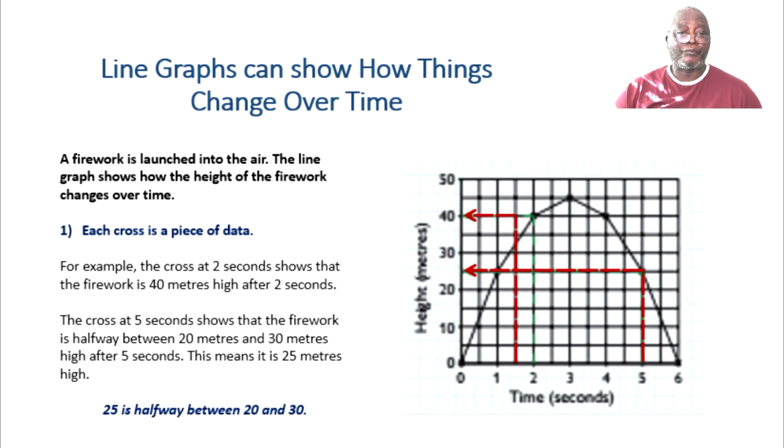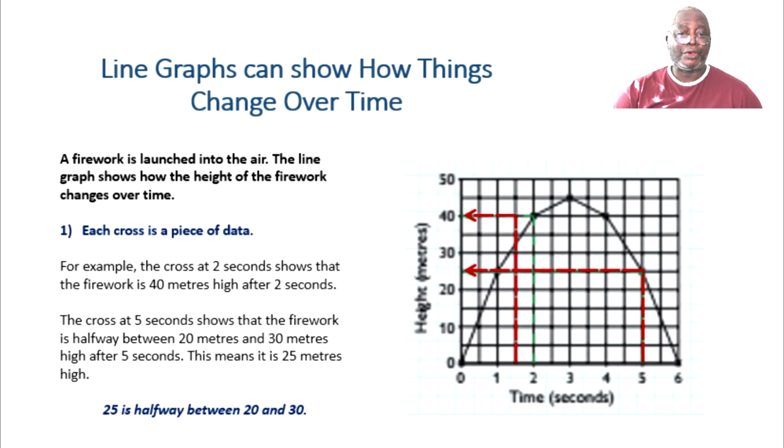Here, a firework is launched into the air. The line graph shows how the height of the firework changes over time. And then you've got the time there in seconds. That is the time it takes to travel, I think, and lose power. Okay.